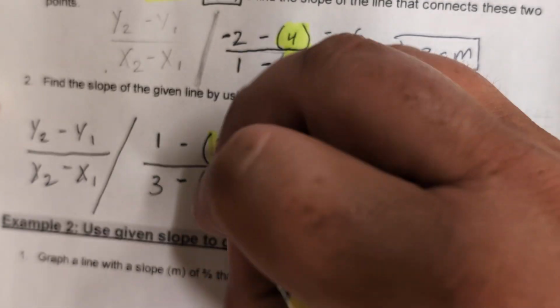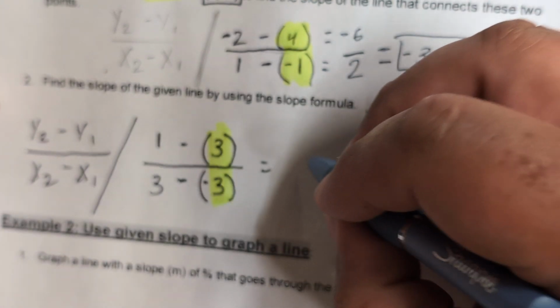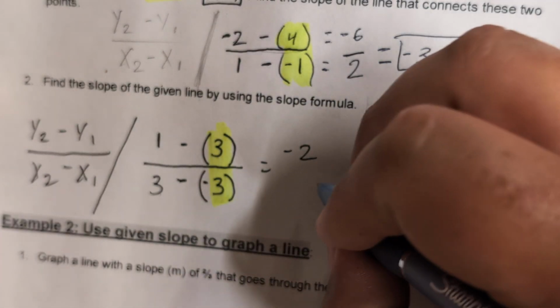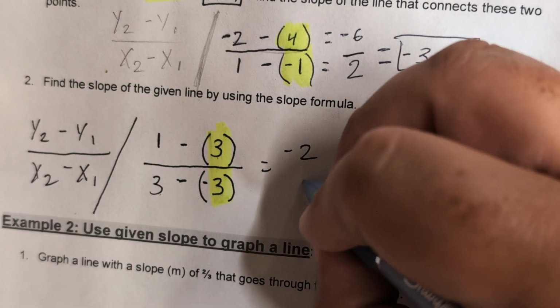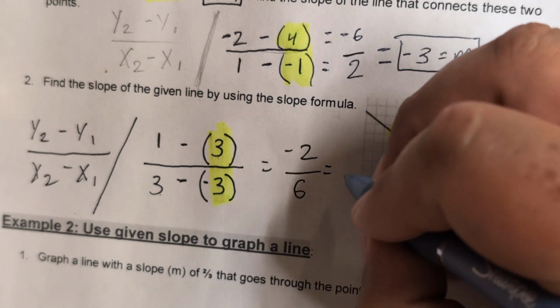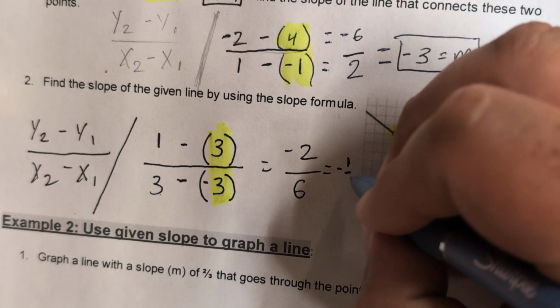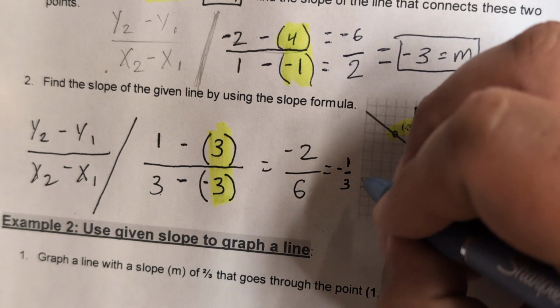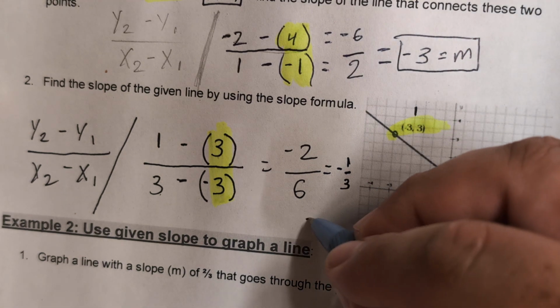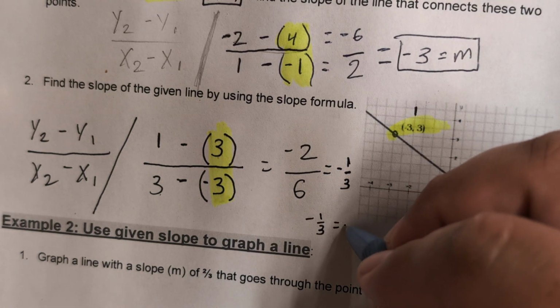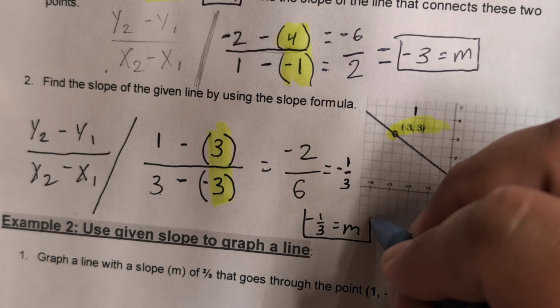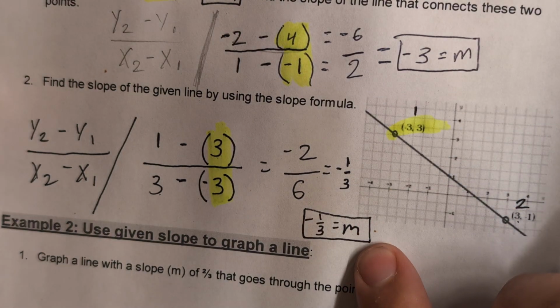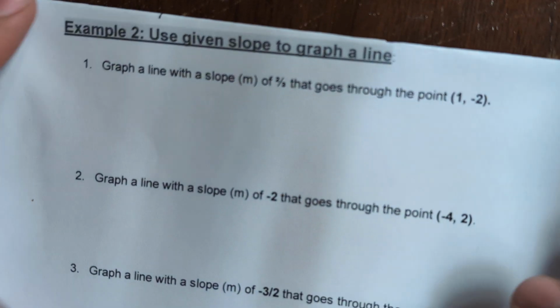One minus 3 is -2. 3 minus -3 is +6. When I simplify, it's going to be -1/3. And that is equal to m. I kind of ran out of space. -1/3 equals m. Rewind it if you need to.